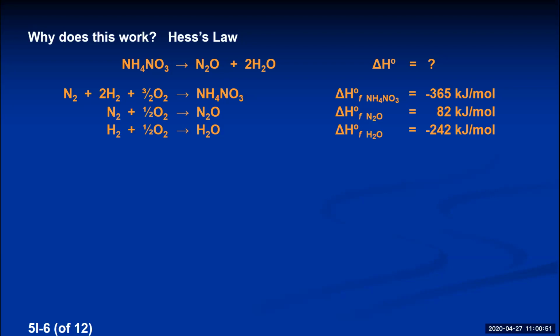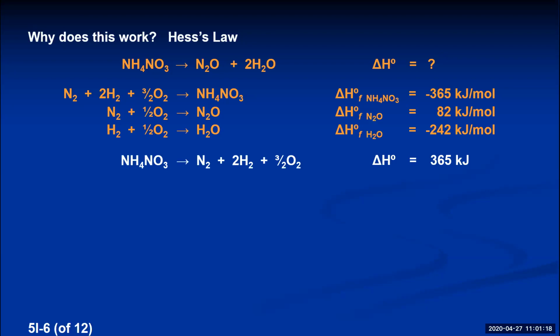So if we use Hess's law, we can take those 3 reactions and make them add up to the reaction at the top. We want to have 1 mole of NH4NO3 on the reactant side. Our first formation reaction has NH4NO3, but it's on the product side, so I'm going to have to reverse that reaction. When I reverse the reaction, I change the sign of the delta H. It goes from negative 365 to positive 365.